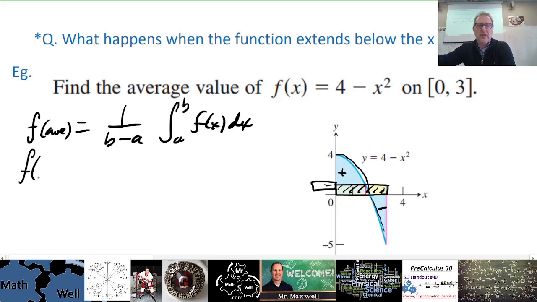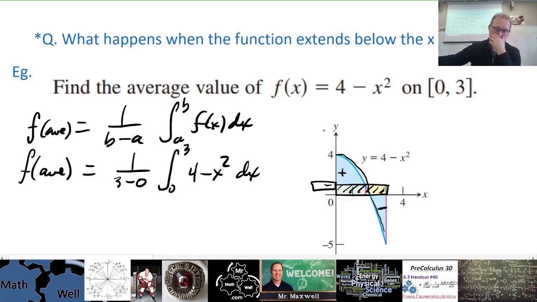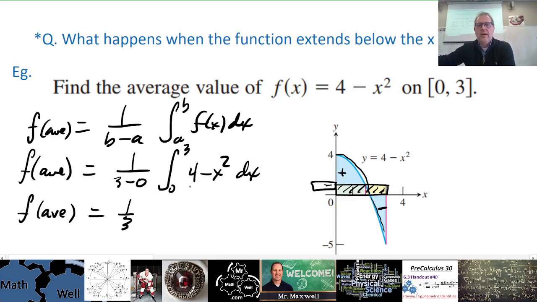So the function average is going to be 1 over 3 minus 0 times the integral from 0 to 3 of 4 minus x squared dx. So we're going to integrate this manually. So that's 1/3. When we take the integral, remember that is associated with its antiderivative, right? So what's the antiderivative of 4 minus x squared?